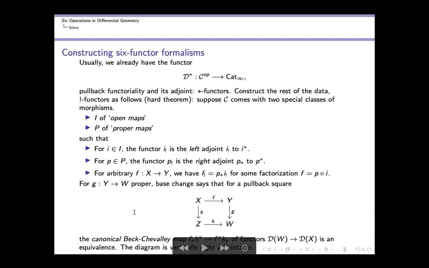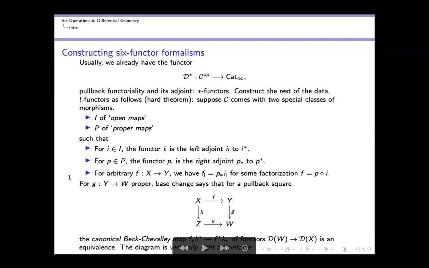If you give yourself a setup like this, one doesn't have to ask for a natural equivalence between these two ways of going around the diagram. You are given a canonical map, and you only have to ask that this map is an equivalence. So in this case, you say that the Beck-Chevalley condition is satisfied for this pullback square, or you say that this diagram is vertically right adjointable.